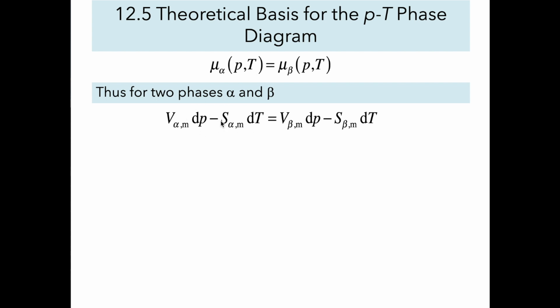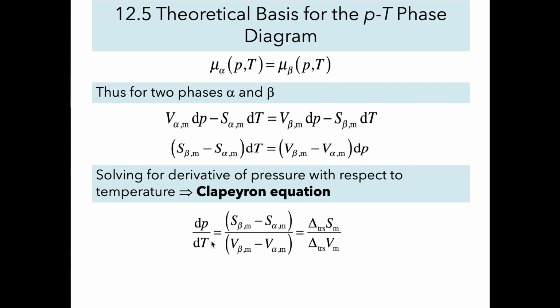We'll substitute in for phase alpha and for phase beta from the fundamental equation. Let's move all of the entropy terms to one side, all of the volume terms to the other, and then make this the derivative of the pressure with respect to temperature. That's going to define one of these phase boundaries here, right? And that's known as the Clapeyron equation. When we put it in this form, dP/dT is equal to the change in molar entropy divided by the change in molar volume for that phase transition.